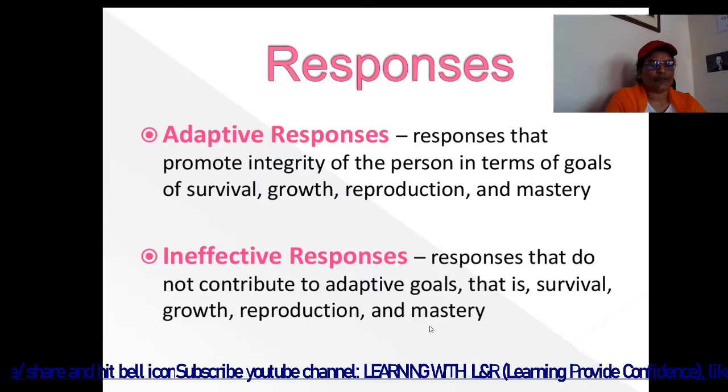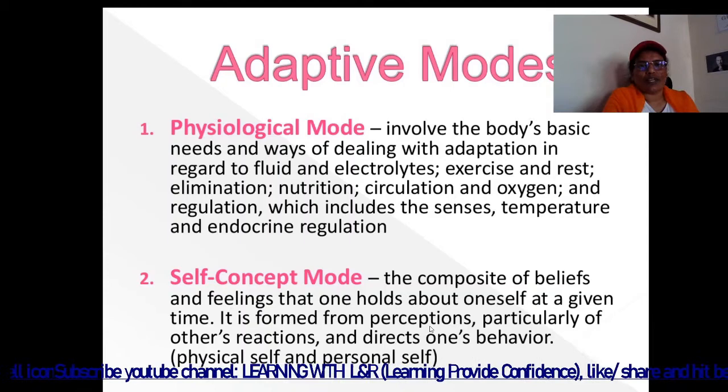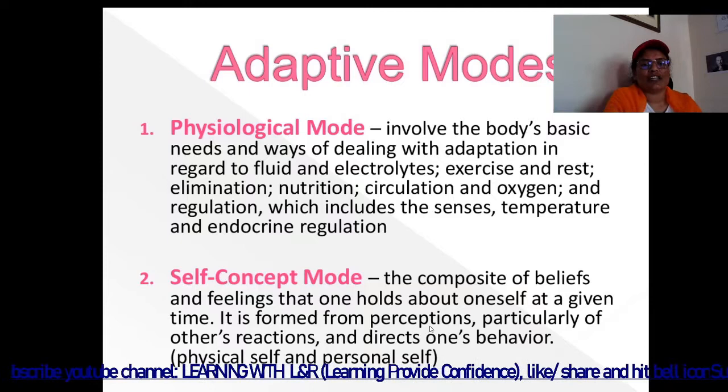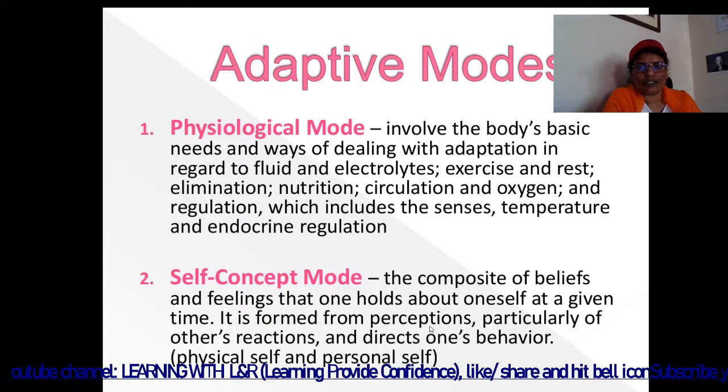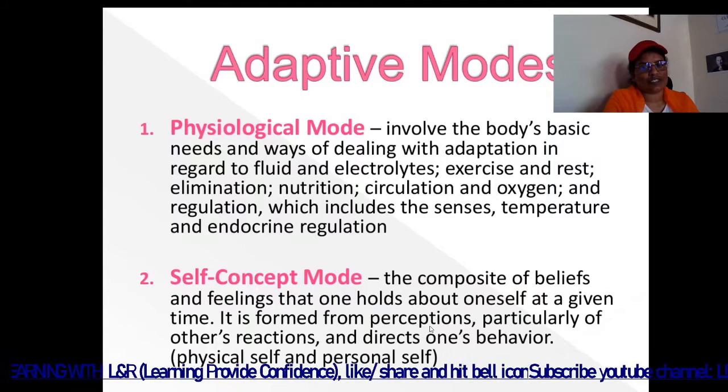Adaptive modes, physiological mode. Here the physiological mode involves the body's basic needs and ways of dealing with adaptation in regard to fluid and electrolyte needs, food, clothes and shelter, education too, exercise and rest also, elimination, nutrition, circulation and oxygen, and regulation which includes the senses, temperature and endocrine regulation. These are the basic body needs.